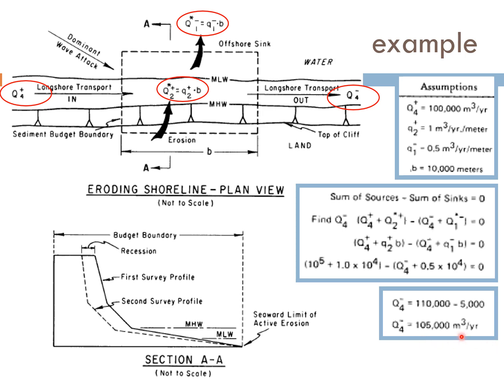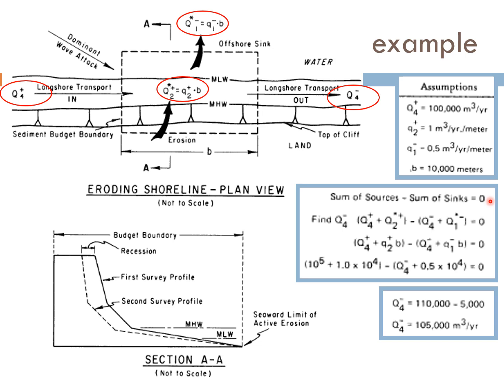Now take note in this example that there is an erosion of the coastline, which is already mentioned here, which is given as 1 meter cube per year per meter of the cliff being eroded. But overall, the erosion here and the loss to the offshore and the longshore transport in and longshore transport out are balanced. So the sum of source minus sum of sink equals 0.